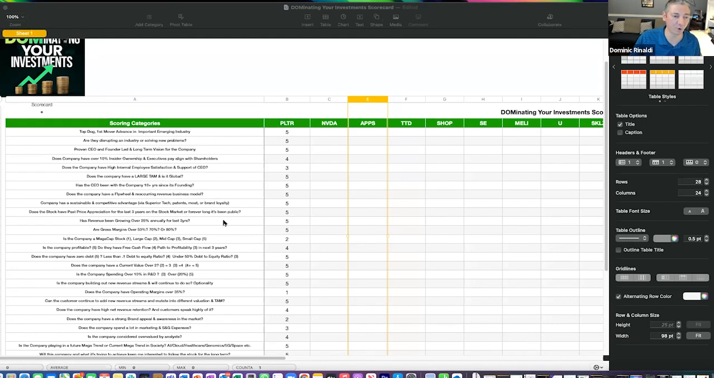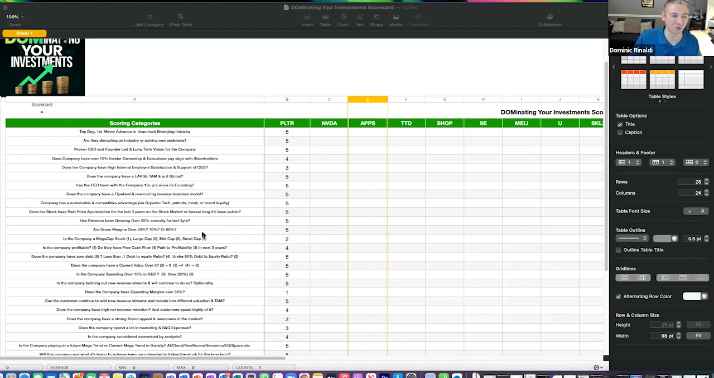Has revenue been growing over 25% annually for the last 3 years? Privately, like when you look at the S1 and you can see all the growth, the answer is yes, they've definitely been doing that. And they have projected to grow over 30% in the next 5 years. And they've publicly stated that. And I personally think they're going to do higher than that.